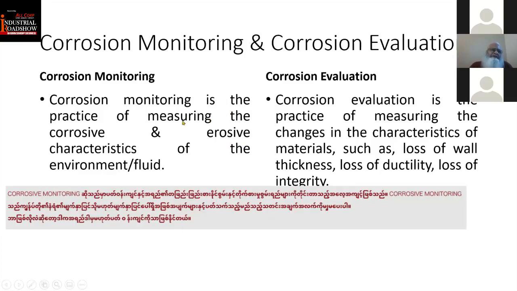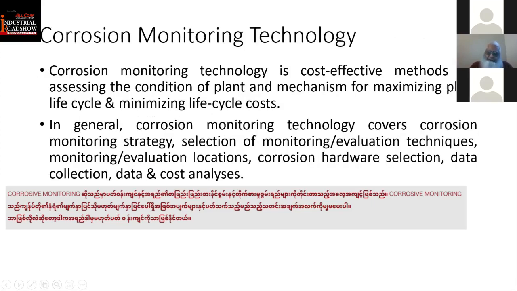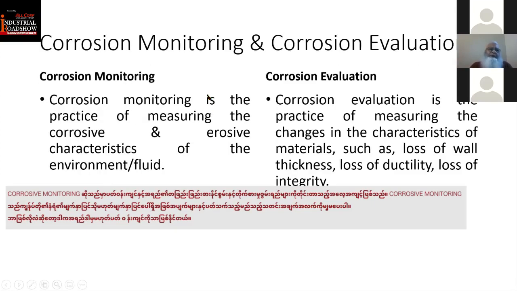Corrosion monitoring is the practice of measuring the corrosive and erosive characteristics of the environment and the fluid. Corrosion monitoring does not give you any information regarding what may be happening on the surface of the pipe wall or surface of the equipment wall, because this measures only the corrosivity and the erosivity of the fluid or the environment.